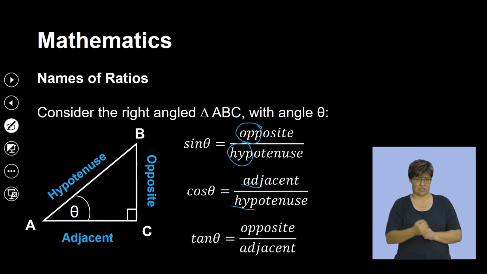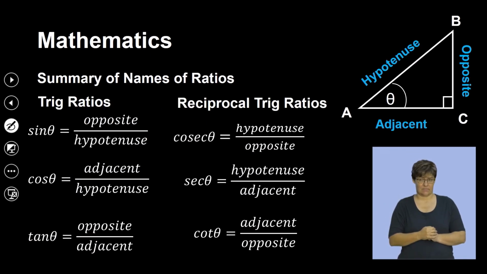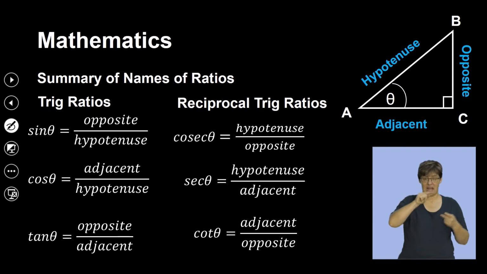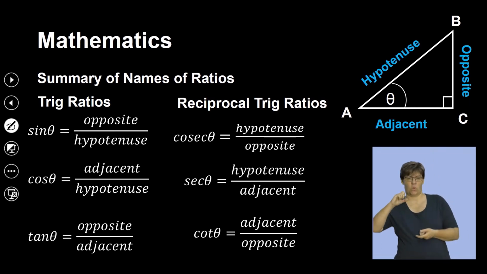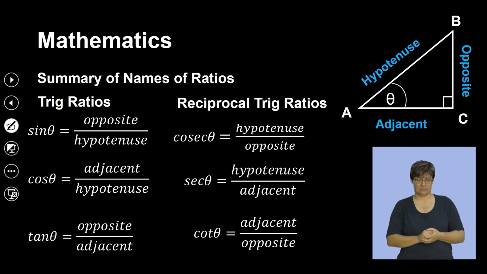opposite over adjacent. And remember we also have the reciprocal trig ratios, which are normally linked to their original trig ratios that we have, the three ones, right? Sine correlates with the cosec, and cos correlates with the secant, and tan correlates with the cot or the cotangent ratio.